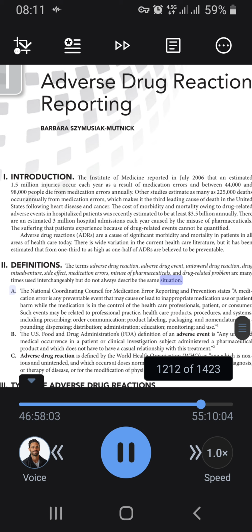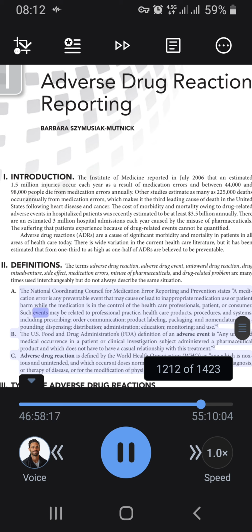A. The National Coordinating Council for Medication Error Reporting and Prevention states a medication error is any preventable event that may cause or lead to inappropriate medication use or patient harm while the medication is in the control of the healthcare professionals, patient, or consumer.